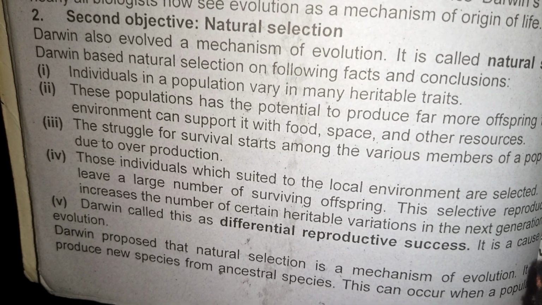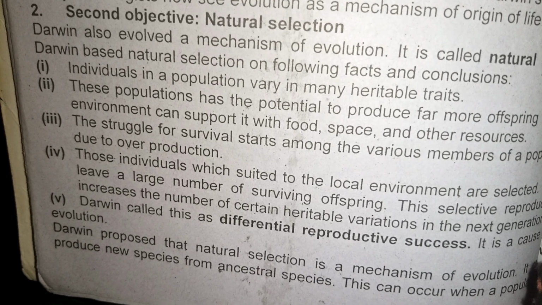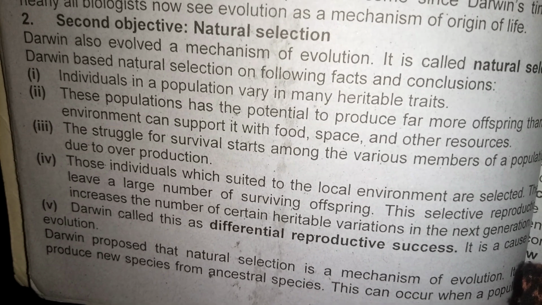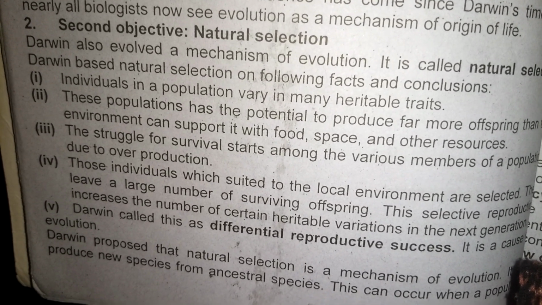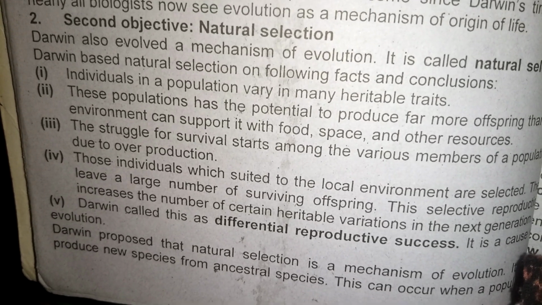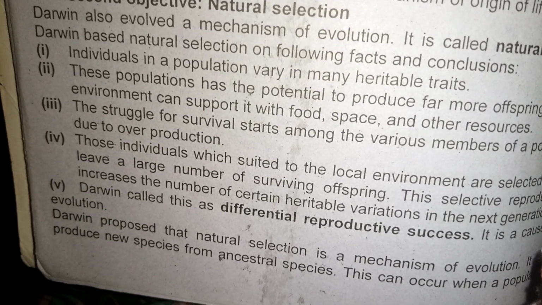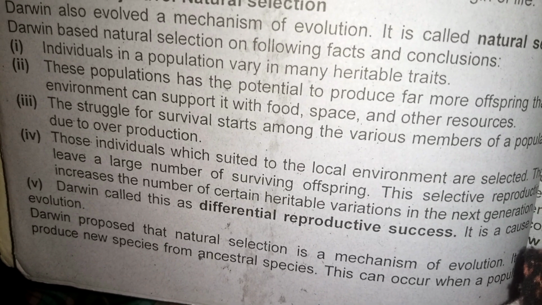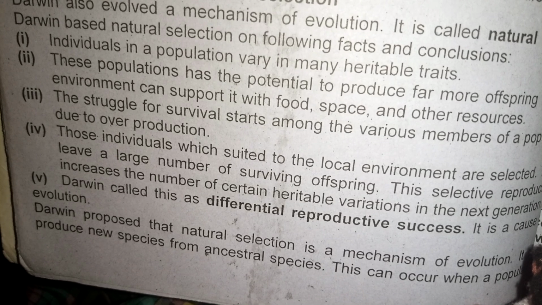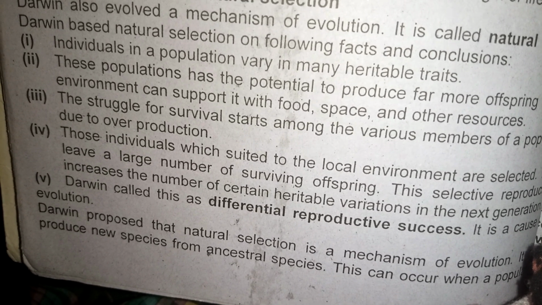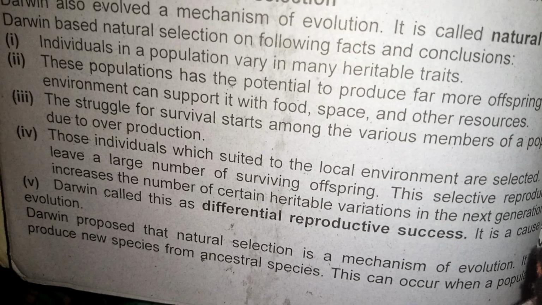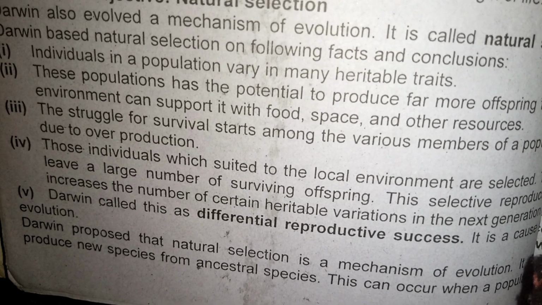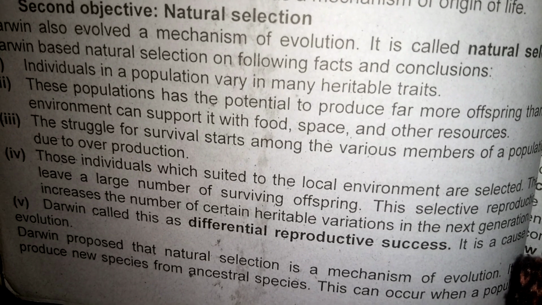These populations have the potential to produce far more offspring than the environment can support with food, space, and other resources. The struggle for survival starts among the various members of a population due to overproduction. Those individuals which are suited to the local environment are selected.